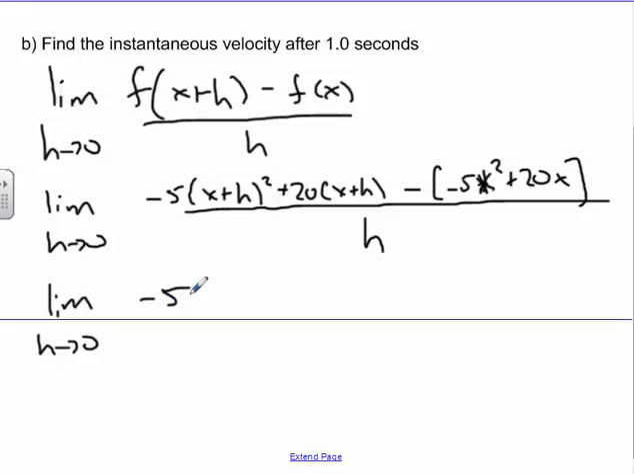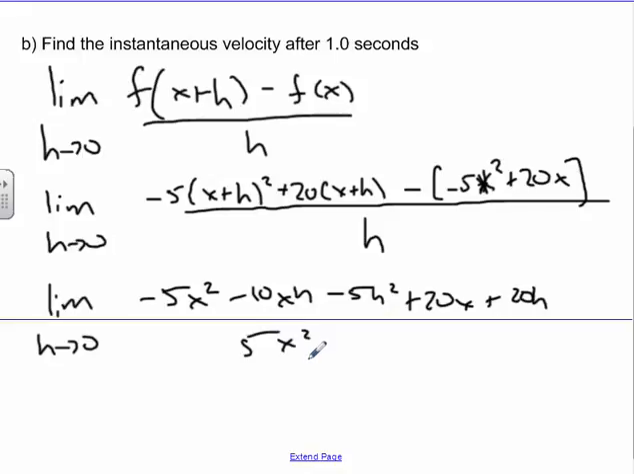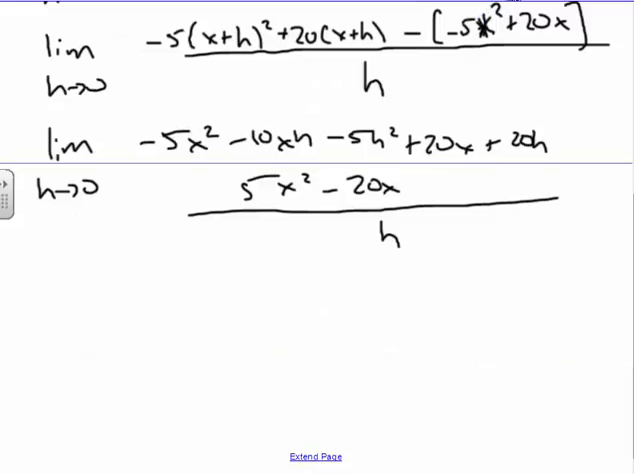Okay, this should give you negative 5x squared. This should give you negative 10xh. It should give you negative 5h squared. You should have 20x and 20h. And then you should also have 5x squared, you should have minus 20x. It's all over h. And then you should discover, boom, boom, boom, boom, a whole bunch of stuff cancels.